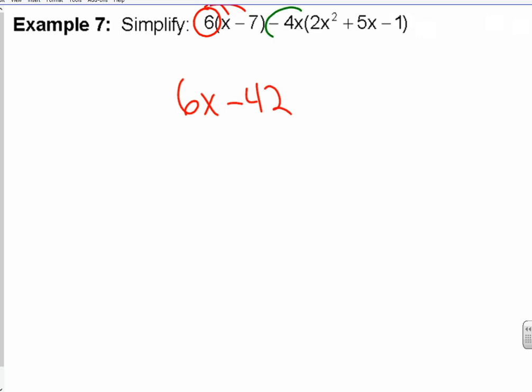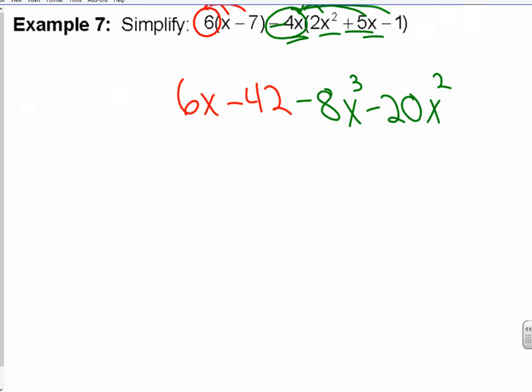Now notice, this gets a little tricky because when you're distributing, we have to also consider the fact that this has a variable. Negative 4 times 2 is negative 8. X times x squared is x, I add the exponents, to the third power. Negative 4 times positive 5 is negative 20. X times x is x squared. Again, you're adding the exponents when you multiply. Negative 4x times negative 1 is positive 4, and the x goes along for the ride.